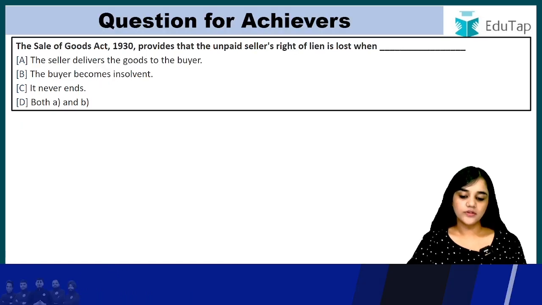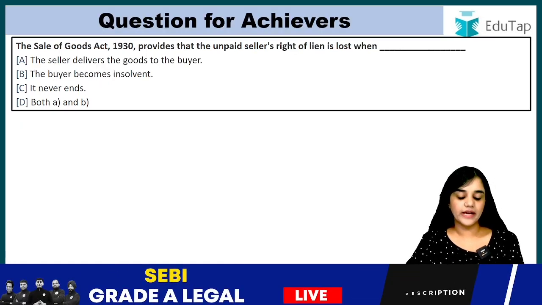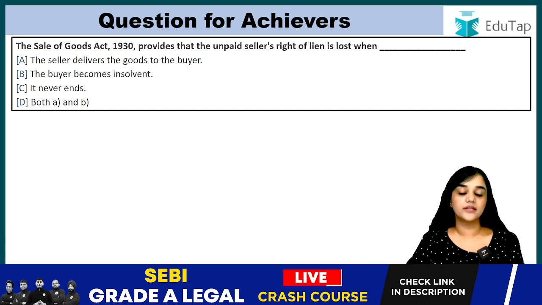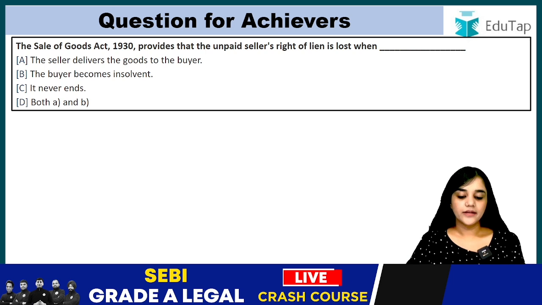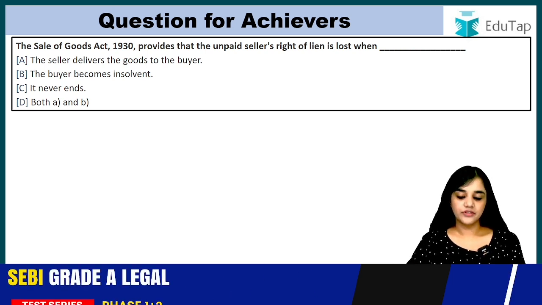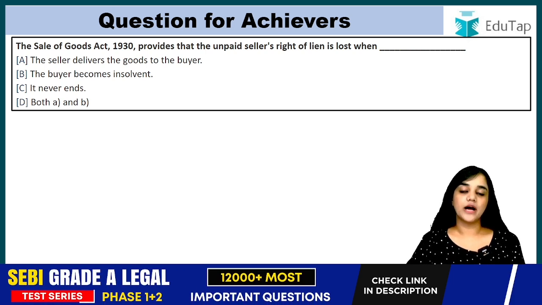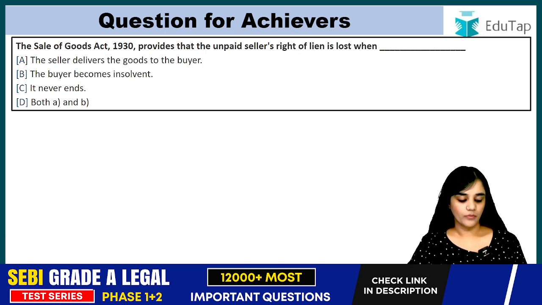Now, question for achievers. The Sale of Goods Act 1930 provides that the unpaid seller's right of lien is lost when the seller delivers the goods to the buyer, becomes insolvent, it never ends, or both A and B. So you have to comment the right answer below.